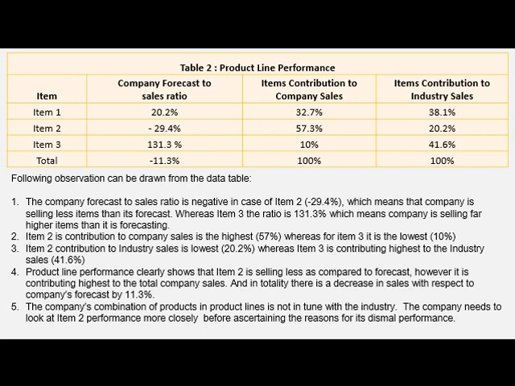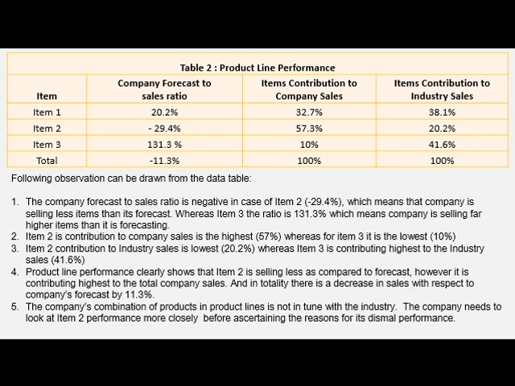Point number 4. Product line performance clearly shows that item 2 of the company is selling less as compared to the forecast, however its contribution to the total company sales is the highest, which is problematic. And in totality there is a decrease in sales with respect to company's forecast by 11.3%. And item 2 is contributing to that.